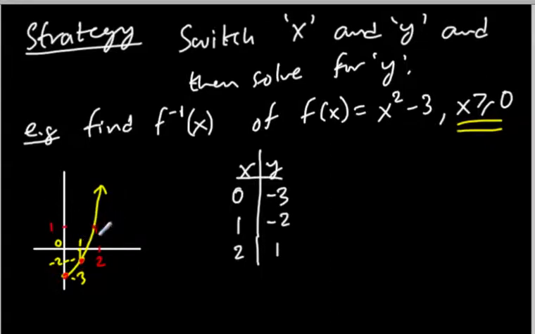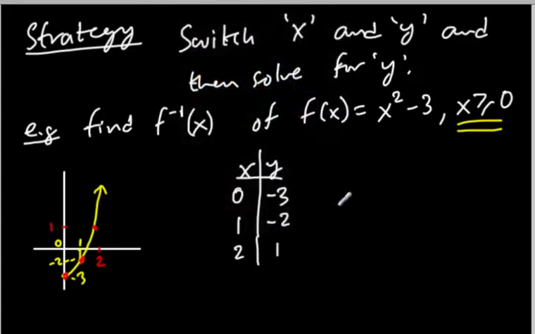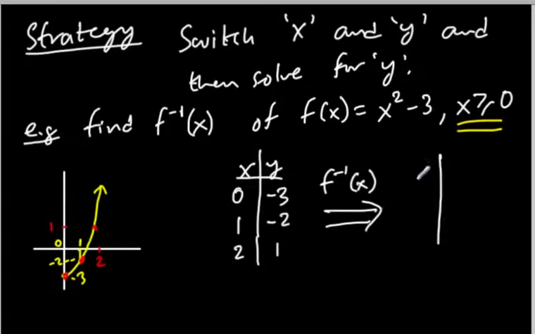So I have these 3 coordinates, right? And now if I wanted to apply the inverse transformation, all I have to do is simply switch x and y, okay? So it's -3, 0, -2, 1, and 1, 2, right? So let's plot these points.